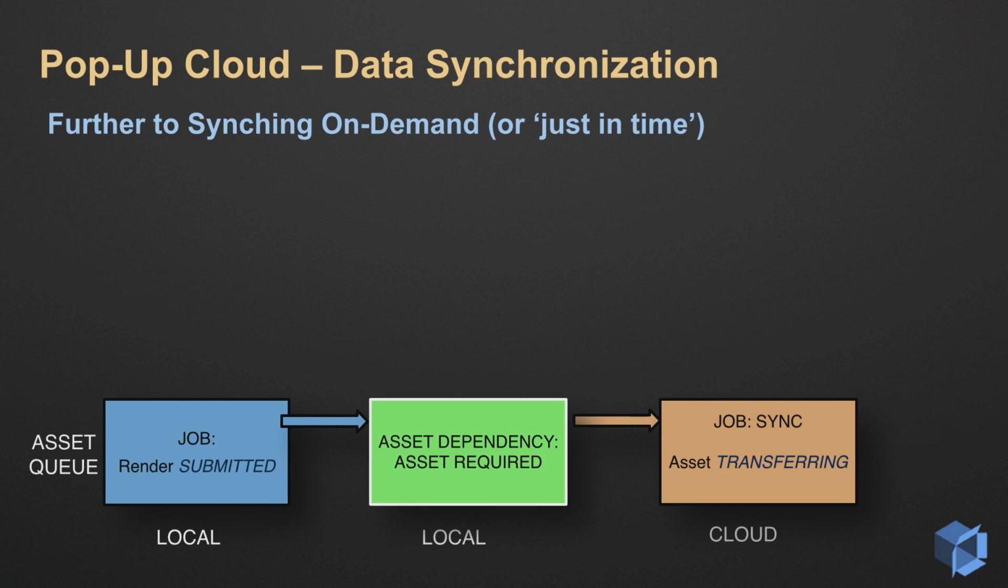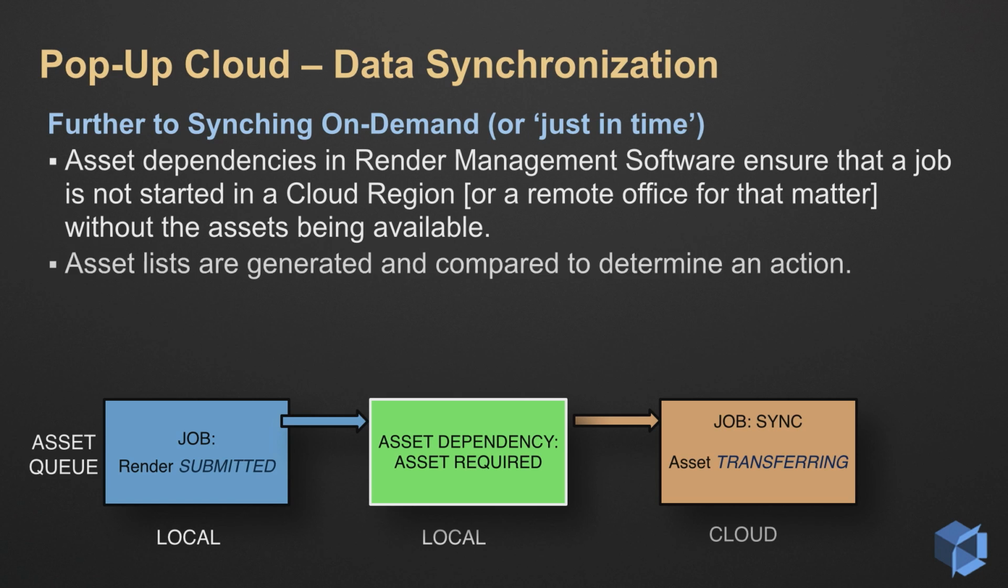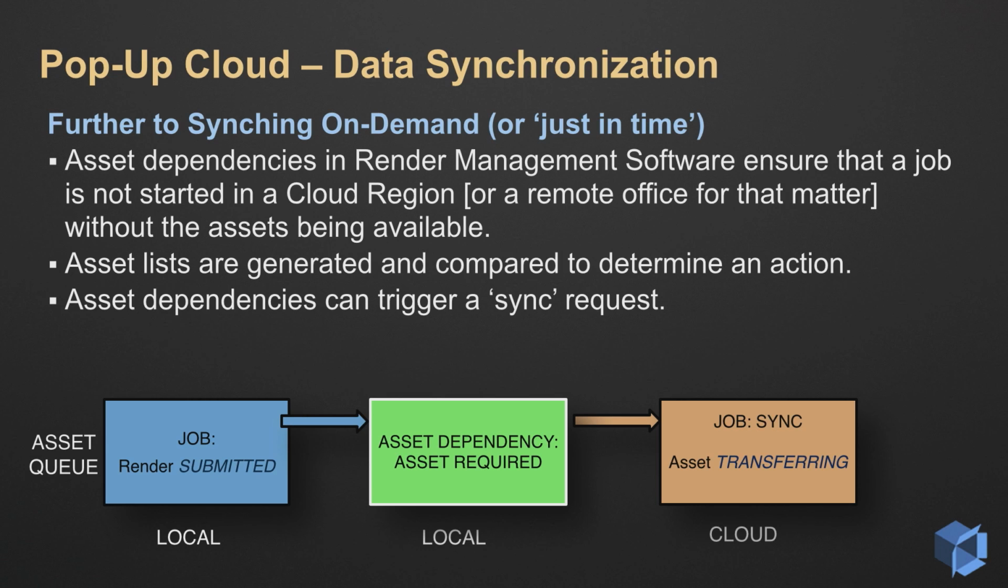In a render management system that understands dependencies for a specific job or tasks, you can determine an asset list, ensure that those assets are attached to the project that you want to work on, and those dependent assets will ensure that the system will not attempt to start a job. So in this case, we have a job that's been submitted, with assets that are required for it. The assets are not available, so the job is starting to sync rather than spin up instances to actually render.